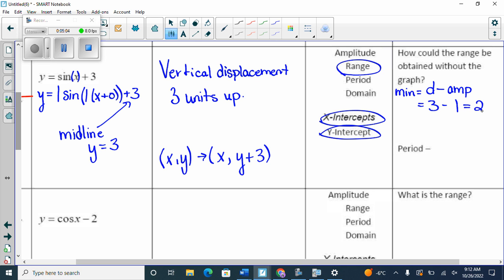Because if you think about it, here's my midline. It's at y equals 3. And I know the graph goes down 1, and I know the graph goes up 1. So I'm going to get to a maximum of 4 and a minimum of 2, right? But how are you doing that? You're doing d minus amplitude, and your maximum is d plus amplitude. Don't mix them up. So it's 3 plus 1, which is 4. So my range is 2 and 4.